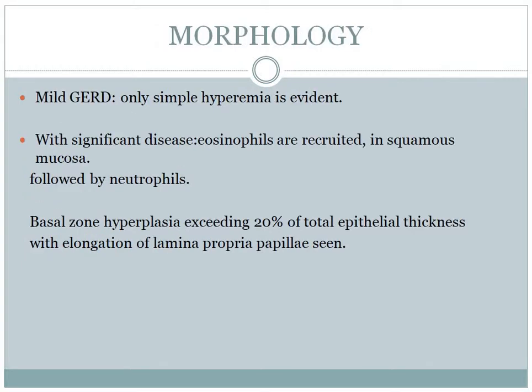Now, the morphology. In mild GERD, only a simple hyperemia is evident. With significant disease, eosinophils are recruited in the squamous mucosa followed by the neutrophils. Basal zone hyperplasia exceeds 20% of the total epithelial thickness, with elongation of the lamina propria papillae.